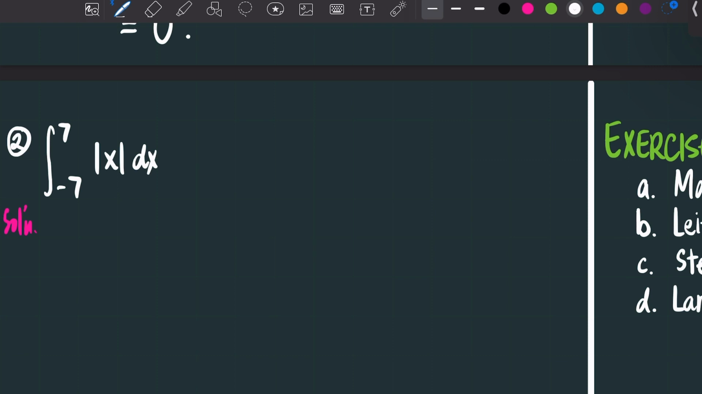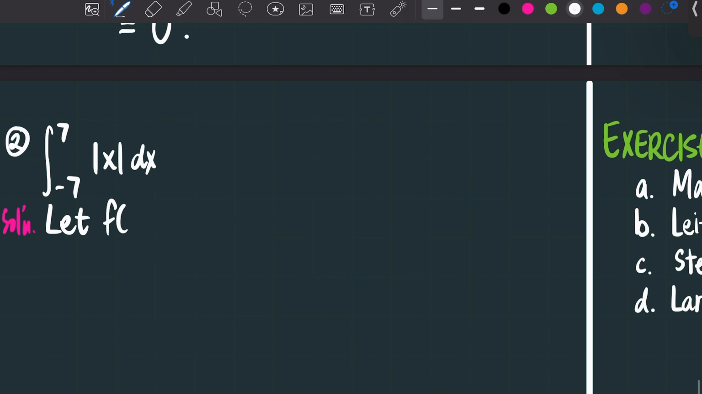So, we want to look at the integral of absolute value of x from negative 7 to 7. So, kung titignan natin yung bounds, they're just the negative of each other. So, why not check yung symmetry nito? So, let f of x to be equal to the absolute value of x. Ang gusto nating tignan is yung f of negative x. So, f of negative x equals the absolute value of negative x.